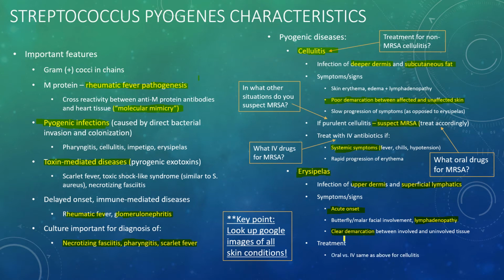Now, what's the treatment? Oral versus IV is the same as cellulitis. If you have systemic symptoms or rapid progression, treat with IV, or treat orally if it's a mild version. And remember, since Streptococcus pyogenes is the most common cause of erysipelas, if you have a high suspicion of erysipelas, you only need to give penicillin. Remember, Streptococcus pyogenes is still susceptible to penicillin.